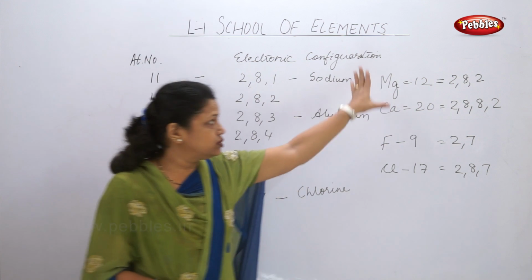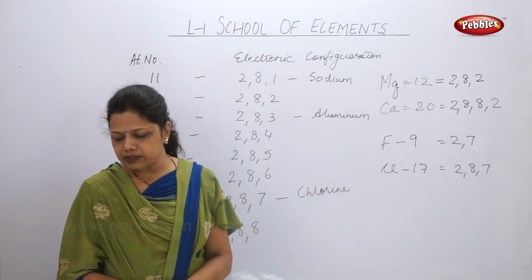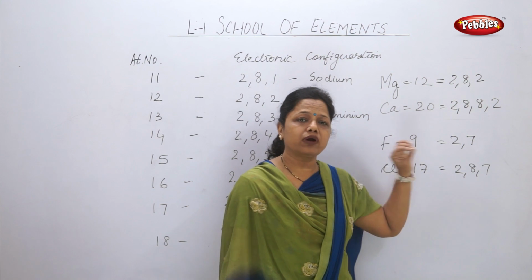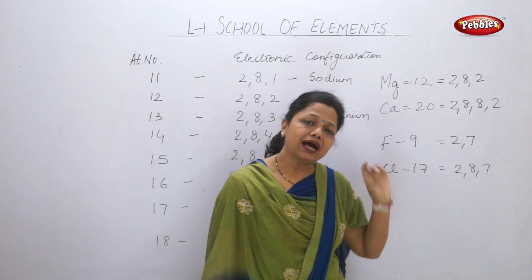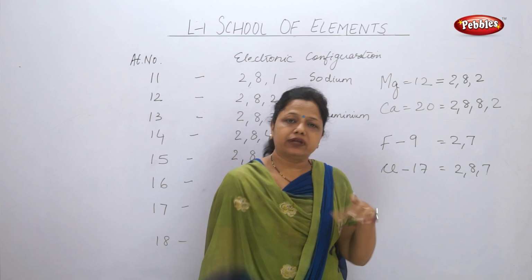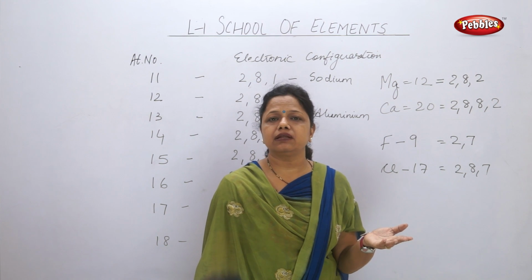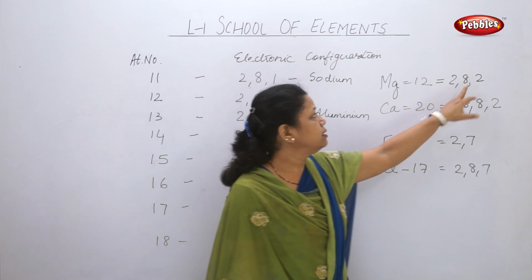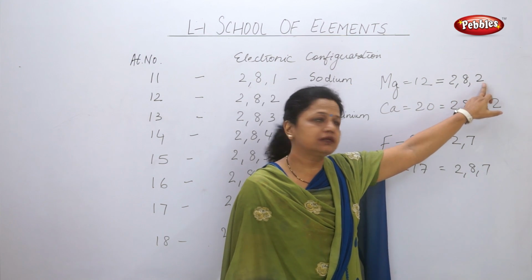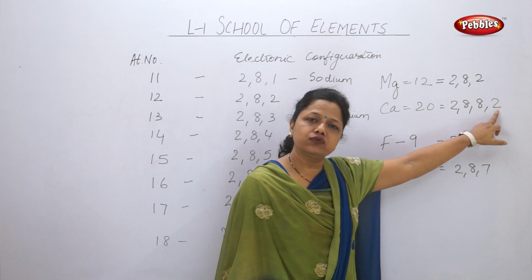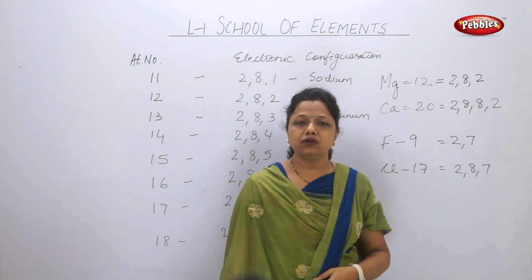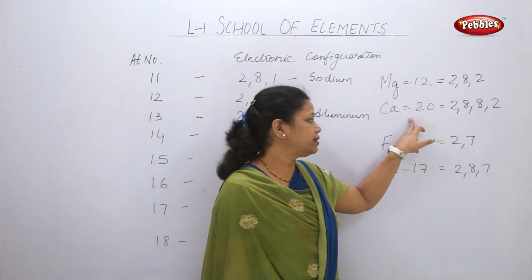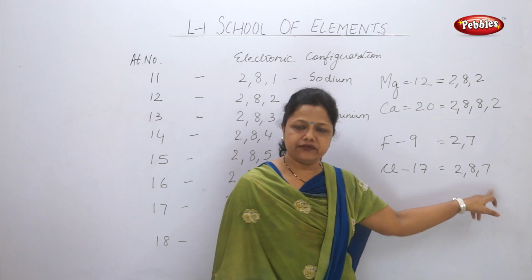The fifth question is related to these. Do these elements contain the same number of valence electrons? Now you know what valence electrons are. Whatever number of electrons is present in the last orbit, that is the valence electron. If I compare these two metals, magnesium contains 2 valence electrons and calcium also contains 2 valence electrons. So yes, your answer should be yes, they contain the same number of valence electrons in the case of metals, and here also 7 and 7.